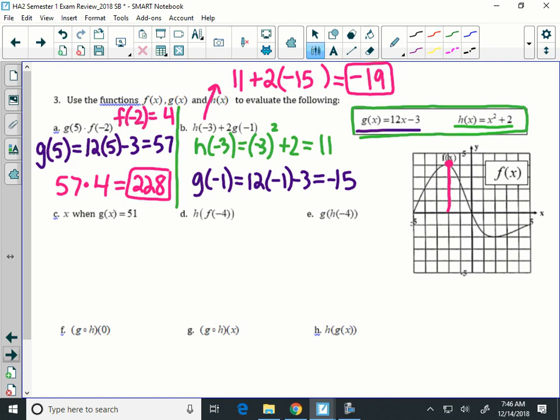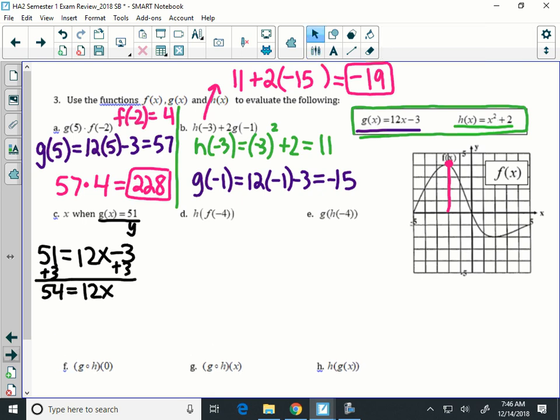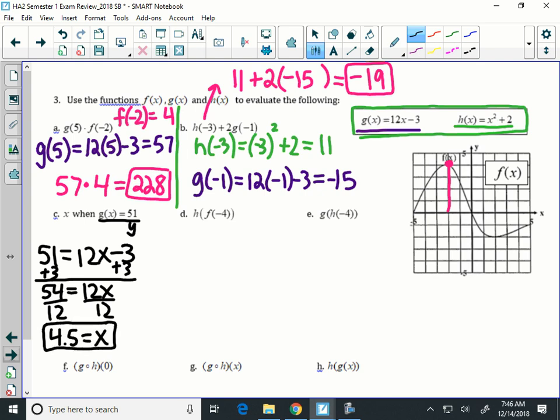Now, part C says find x when g of x equals 51. Remember that when it says equals 51, that 51 is an output, or y value. So you're going to set that 51 equal to the function of g of x, 12x minus 3. And all you have to do here is solve for x. I'm going to add 3 to both sides, which gives me 54 equals 12x. And I'm going to divide by 12. 54 divided by 12 is 4.5. So 4.5 is the input, or the x value, for the function of g that gives us an output, or an answer, of 51.